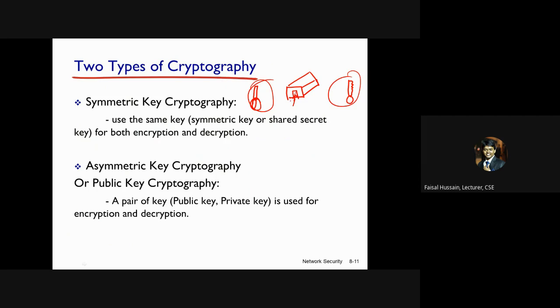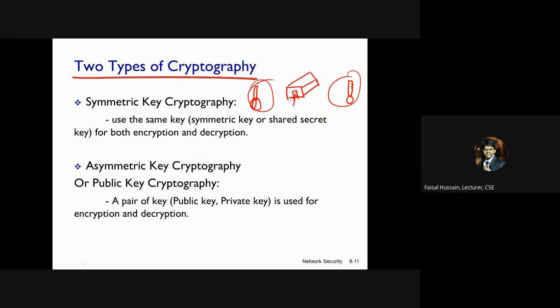But the problem is, if Trudy can identify the symmetric key, then he or she can also get the message. The problem arises whenever you are trying to agree on a symmetric key. Whenever you are trying to share the symmetric key, if the process or technique is not right, Trudy can hijack your symmetric key.